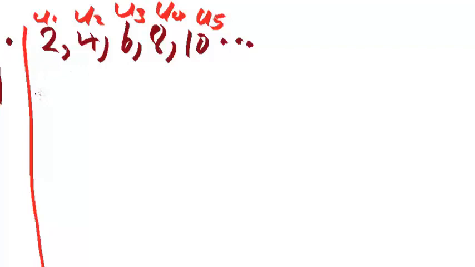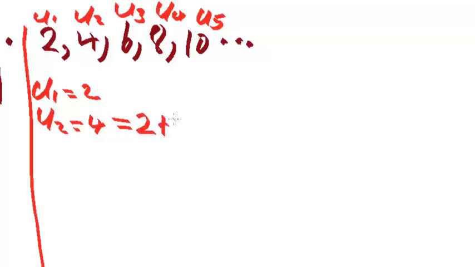So from here, our u1 is equal to 2, our u2 is equal to 4, and how did we obtain the 4? We can see that it is an addition of 2. We added 2 to the first term, which is 2. Therefore, the 4 is written as the first term, which is 2, plus 2, and this second 2 here is the difference.